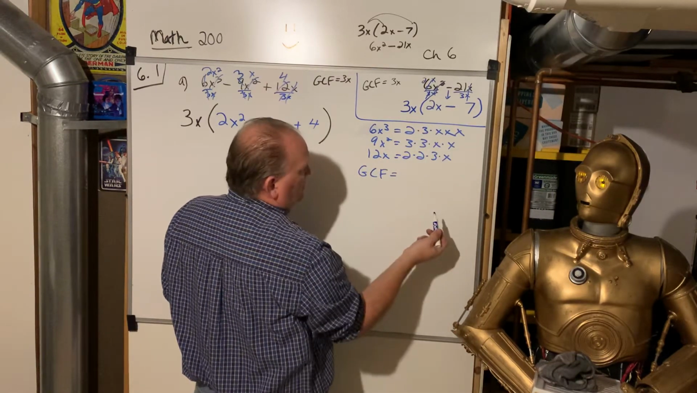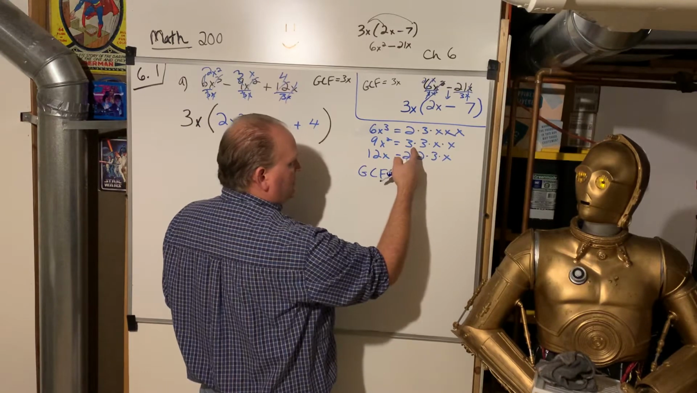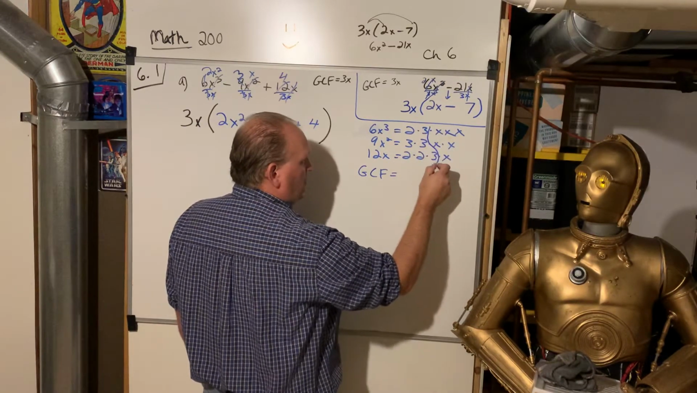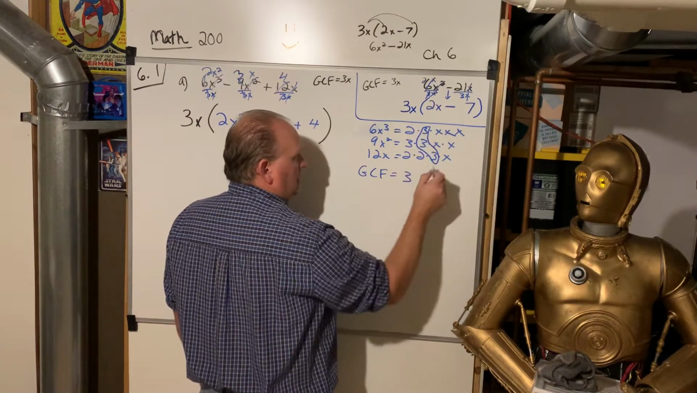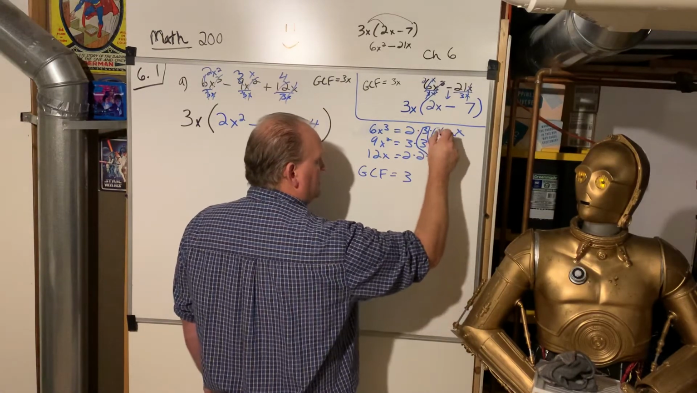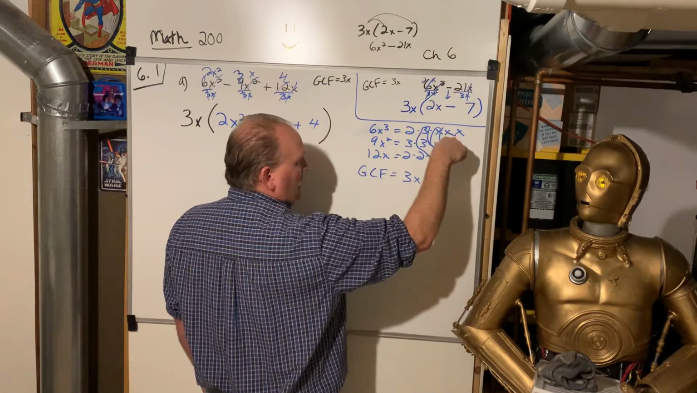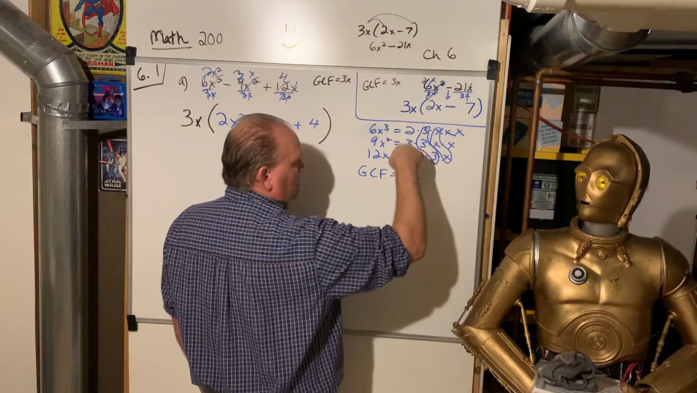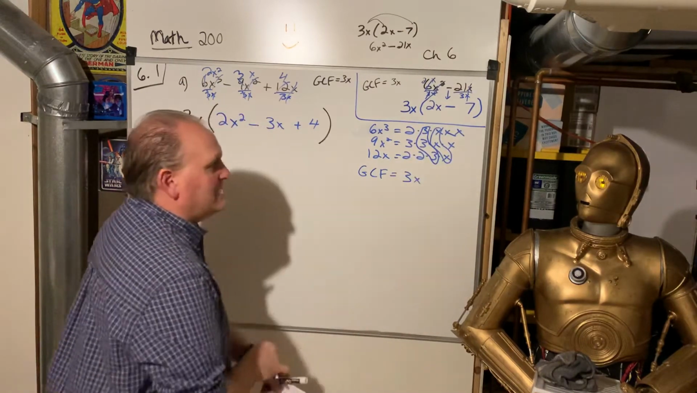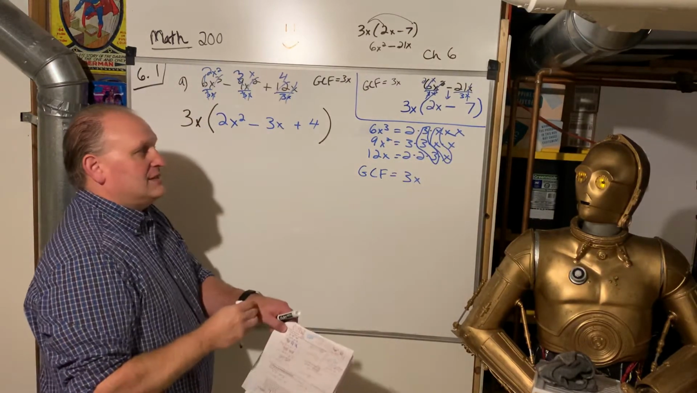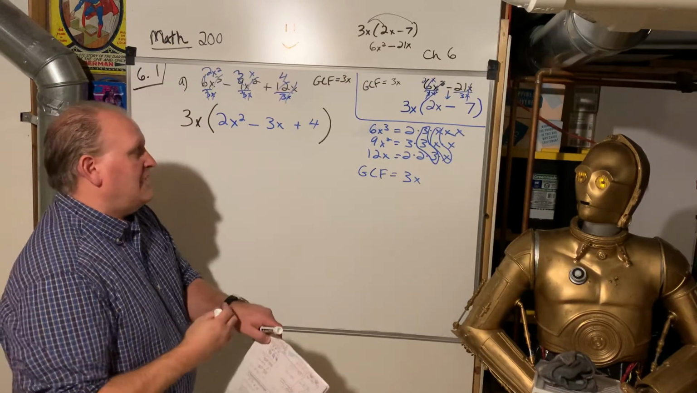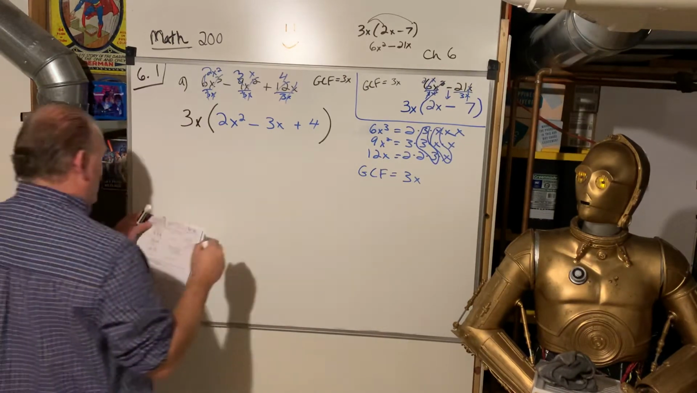So they all don't have a 2. See, this one ruined it for 2. They do all have a 3. And they do all have an x. But even though those two have another x and these two have a 2, you can't take them. It's got to be in all 3 or nothing. All right, so that's how we got the GCF of 3x.